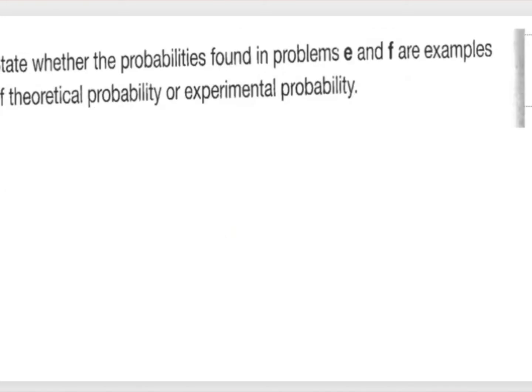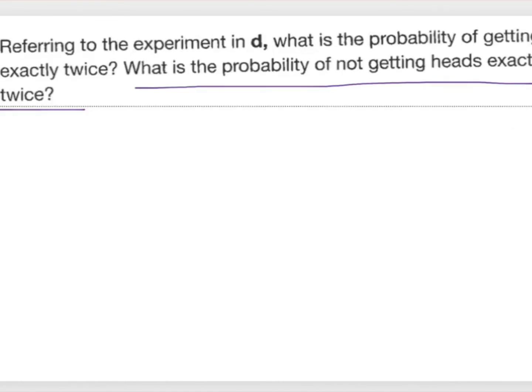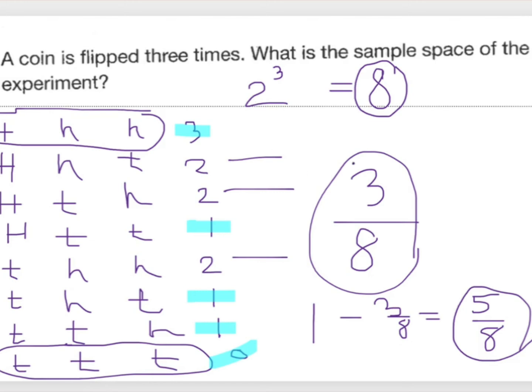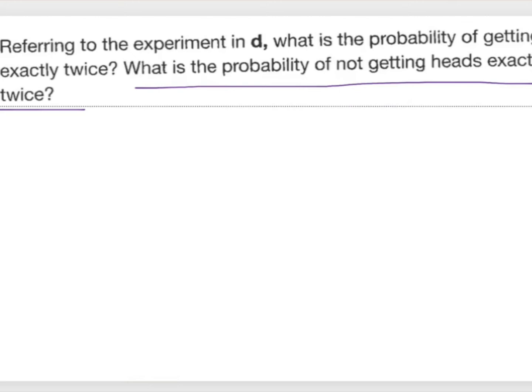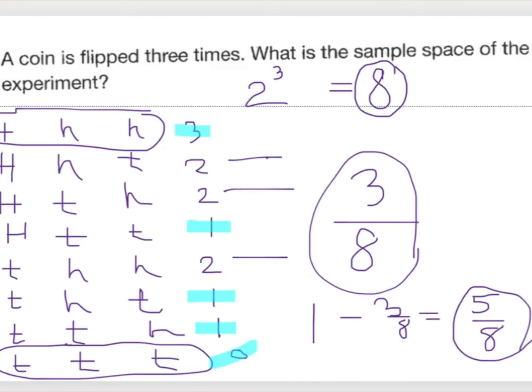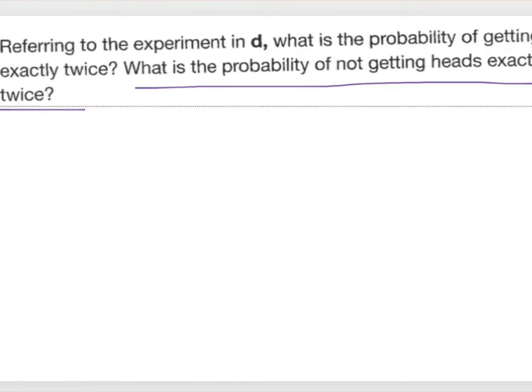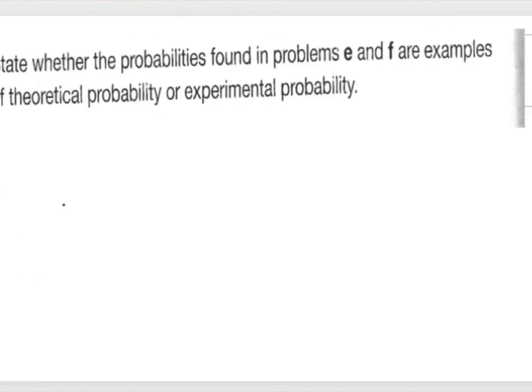Okay, so G, state whether the probabilities found in problem E and F are examples of theoretical probability or experimental probability. So we go back to E, which was talking about what happened when a coin was flipped. This is based on D, which is talking about the outcome possibilities of 3 coins being flipped. D and E are theoretical probability. So we could say E is theoretical.